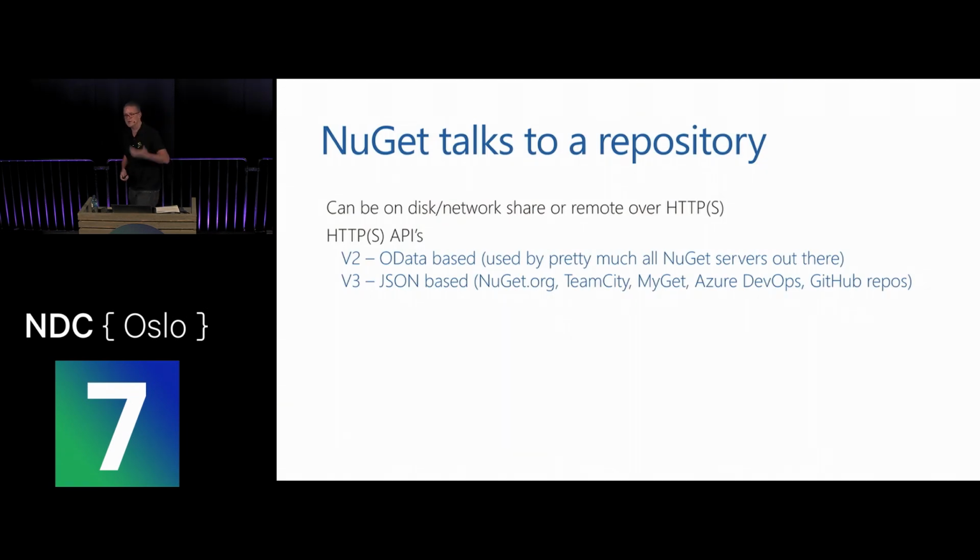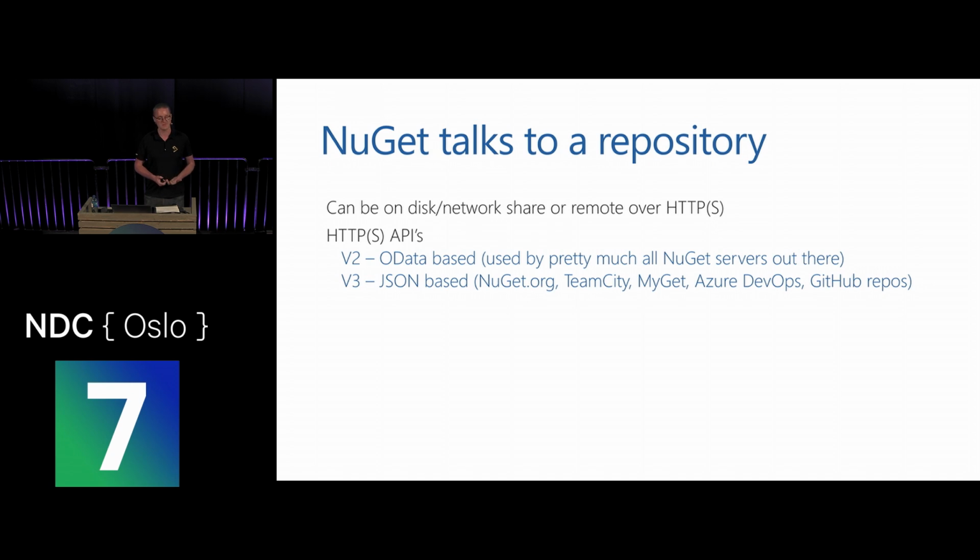So NuGet, as you know, talks to a repository. It can be a network share, or some HTTP or HTTPS server out there. And you query that server or that API and you can install packages into your project, right? It has two APIs, the V2 API, which is that OData-based one that works pretty well, and pretty much all of the NuGet servers out there support that protocol.